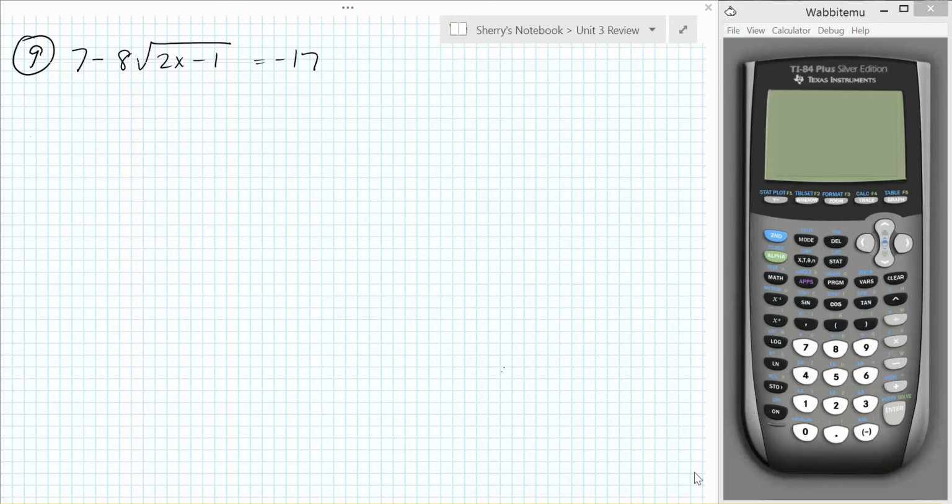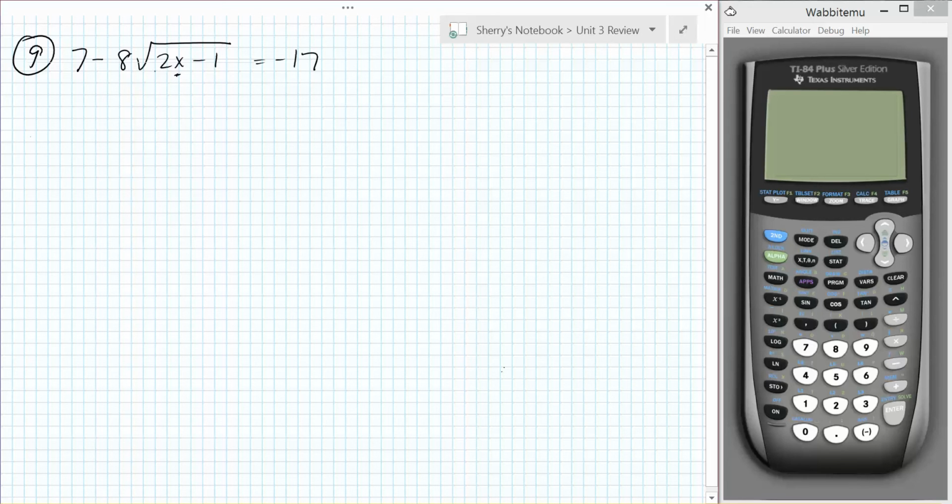In question number 9 on the review, we need to solve this equation. Notice that we want to solve for x. Fortunately, there's only one x in the problem, so that makes life not too terrible. However, that x is trapped inside with lots of stuff on the same side of the equation as that. So we just kind of need to work our way out.